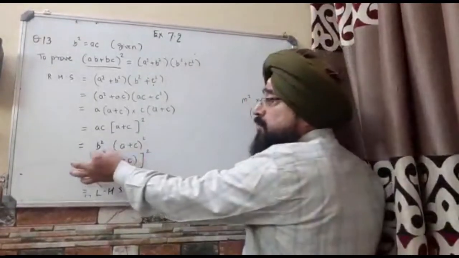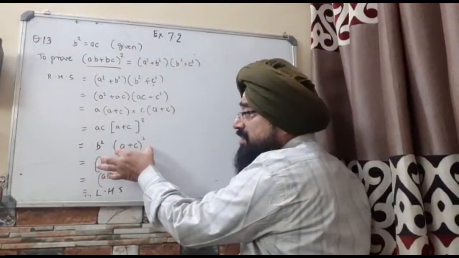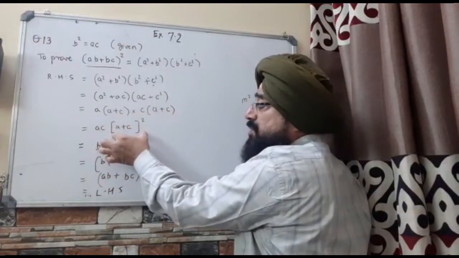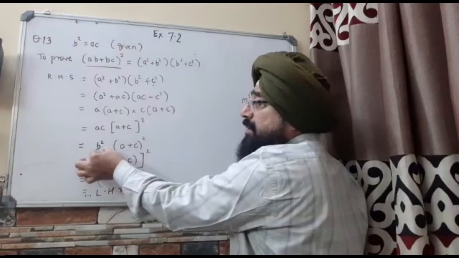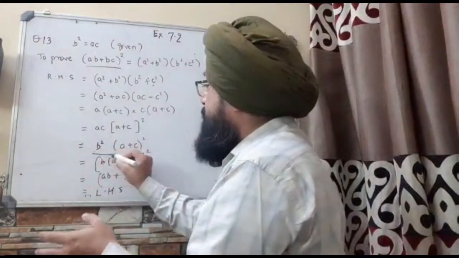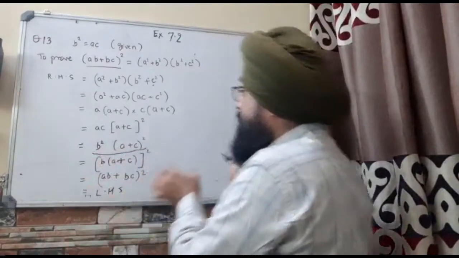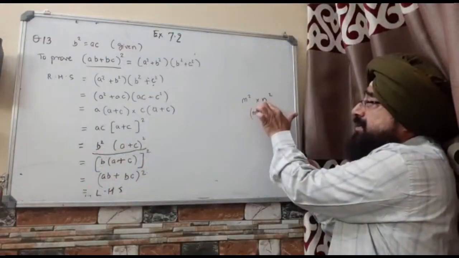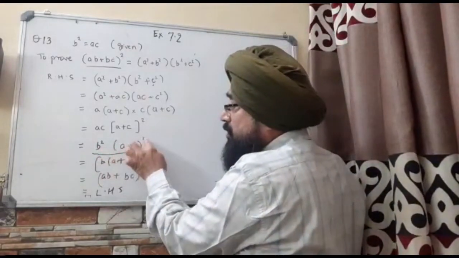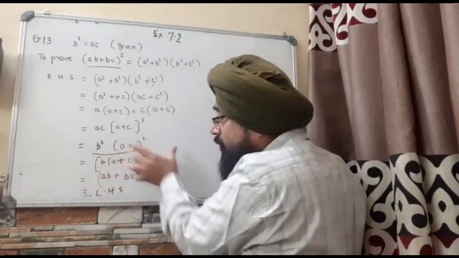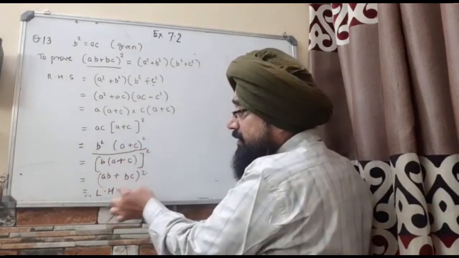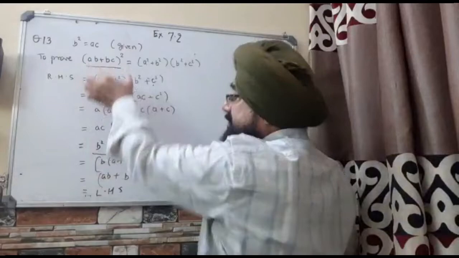What I have done is B square into A plus C whole square. Why A plus C whole square? Because A plus C into A plus C is A plus C whole square, and AC is written as B square. Now, using this concept of indices, M square into N square is MN whole square. Likewise, this B square into A plus C whole square is B into A plus C whole square. So B goes inside and multiplies, and this is what you were supposed to prove as LHS.